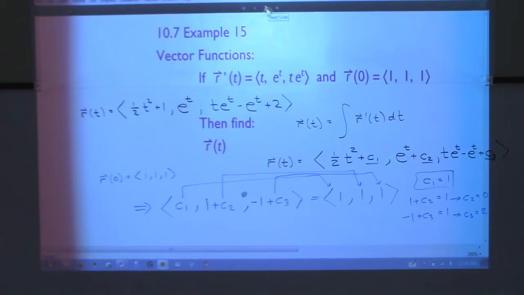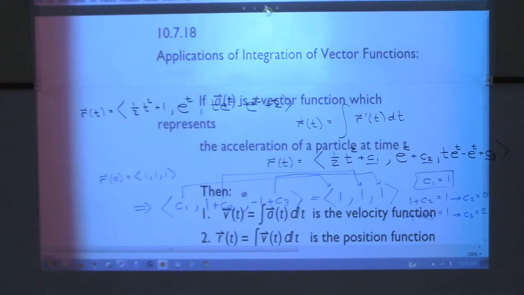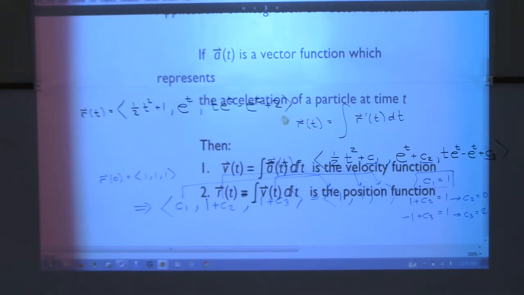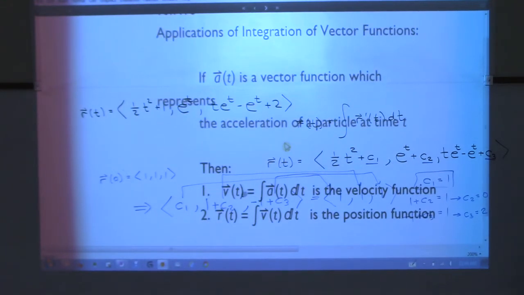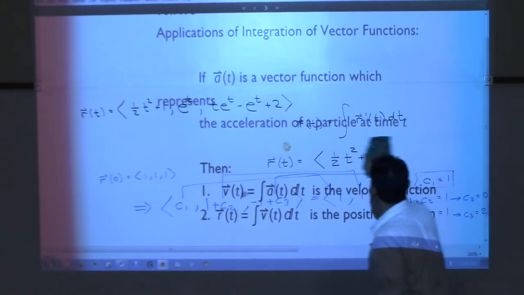You like this better or the other one? At the points, yeah. All right. You see how I do here erasing.